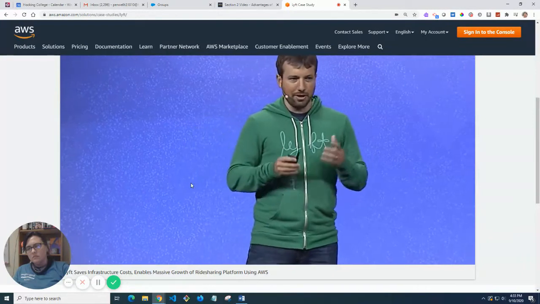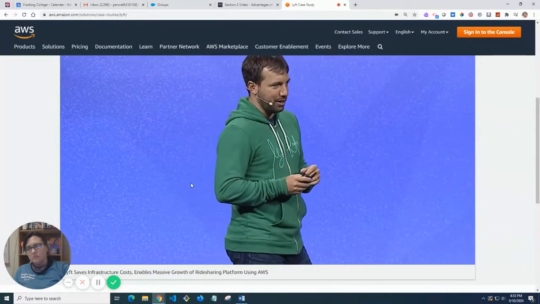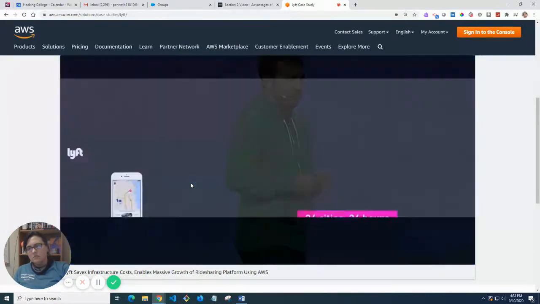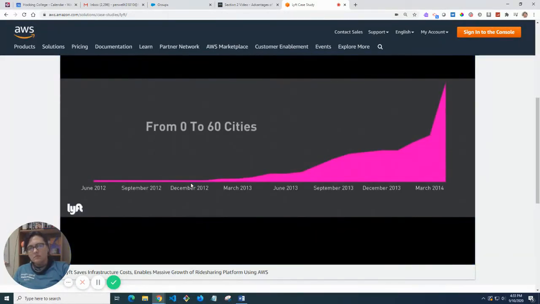So we rolled out auto-scaling just in time for our 24-city launch, and it went off without a hitch. We doubled our footprint overnight. And you can just see how significant this is. That last little tick there was all in 24 hours. And that was pretty massive growth for us as a company.